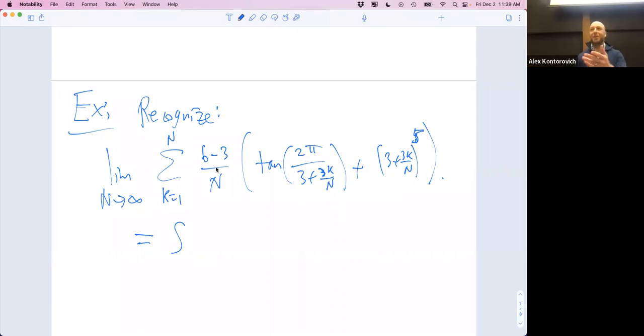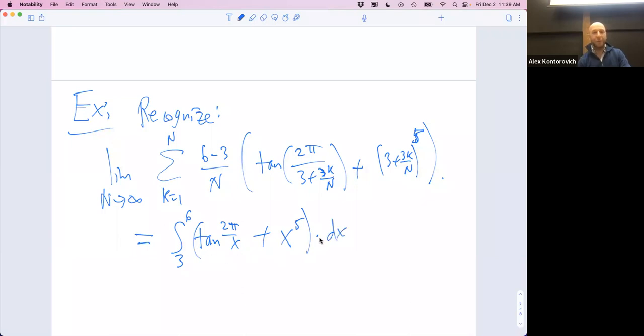Yeah, Jenny. You want to ask what it is? Yes, so let's see. Did you get that the lower bound was 3 and the upper bound was 6? Because the width of that is 3, so that's what this 3 is doing. And then what's the function? It's tan of 2 pi over x, because this is the kth term, plus x to the 5th, all of that times dx.